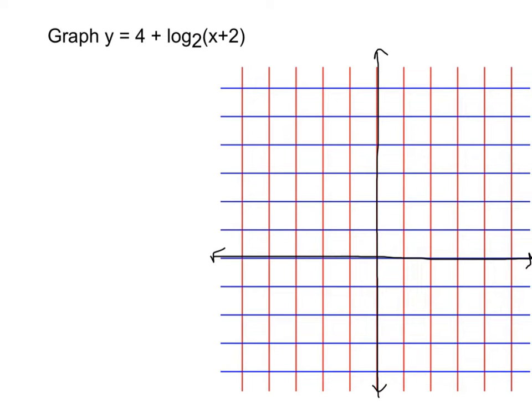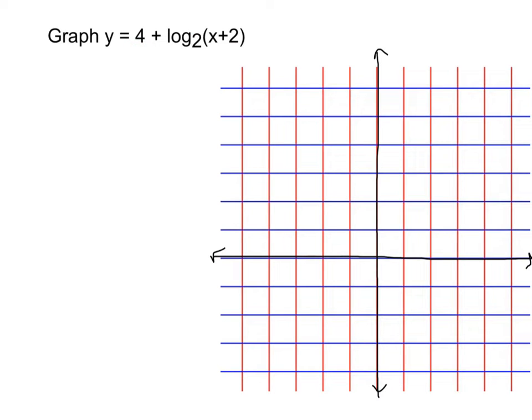We will still use our transformations just the same as we did for all our other functions. The graph of y equals 4 plus log base 2 of (x plus 2) will have two transformations occurring. One will make it move left. The other will make it move up.